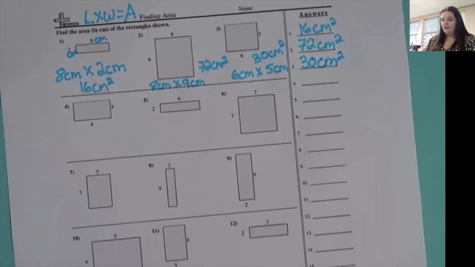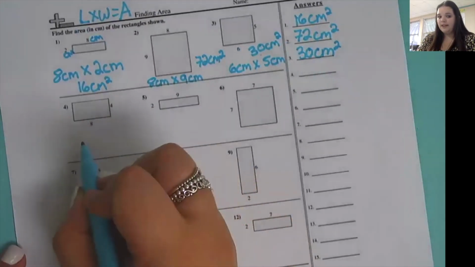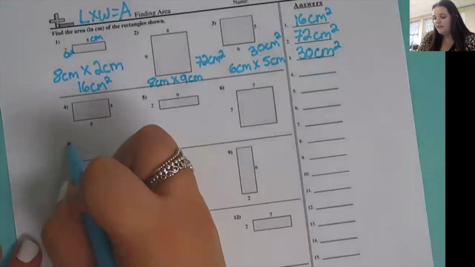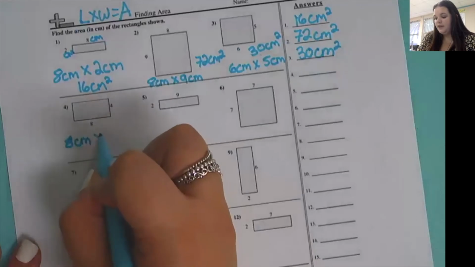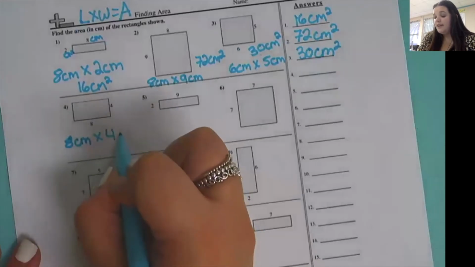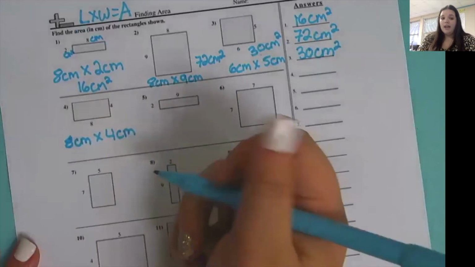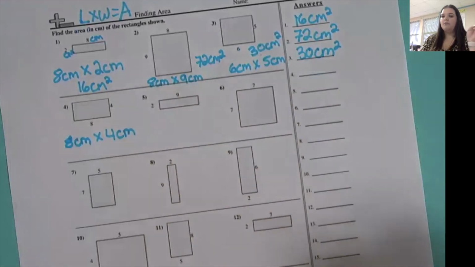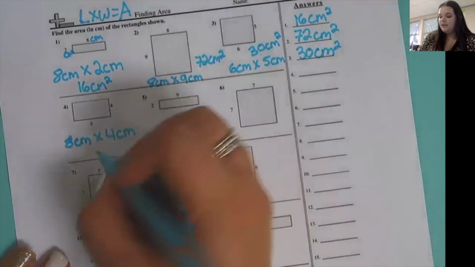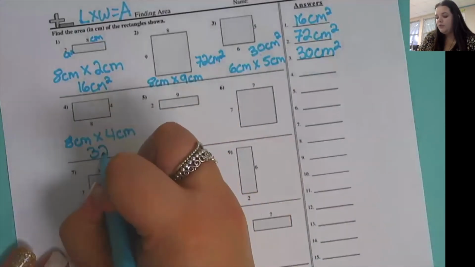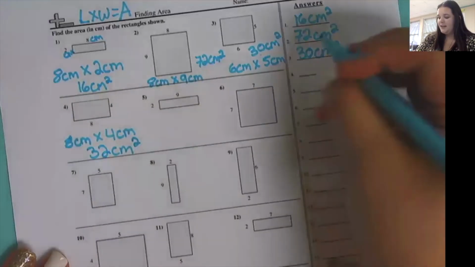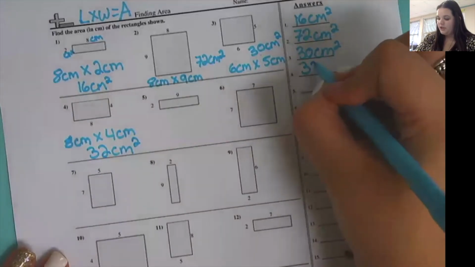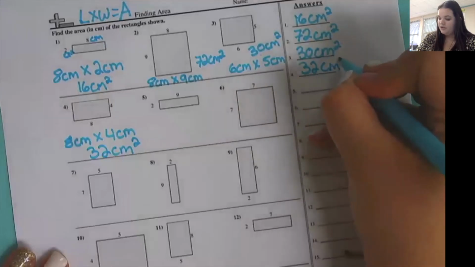Now let's do the next one. What is our length? 8 centimeters times 4 centimeters. 8 times 4, so go 8 plus 8 plus 8 plus 8 equal to 32 centimeters squared. Good job. So you're going to go 32 centimeters squared.